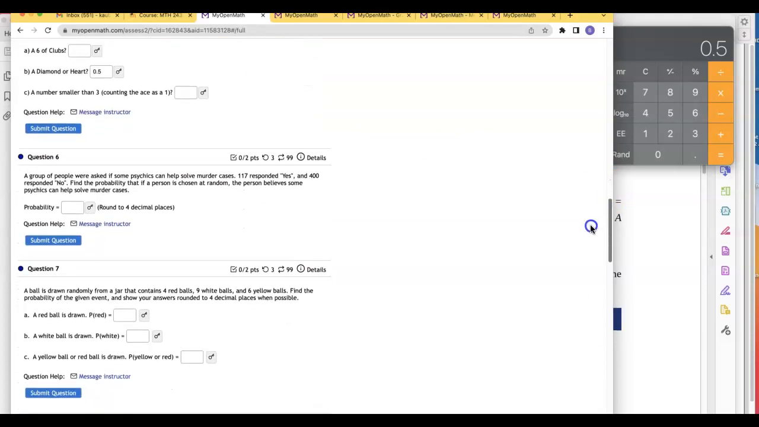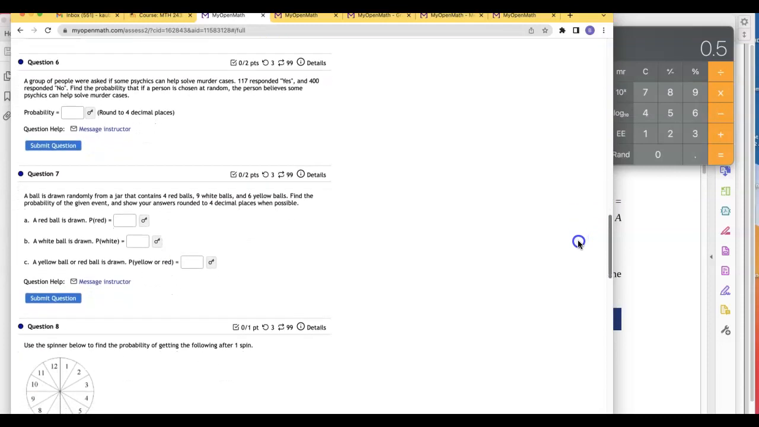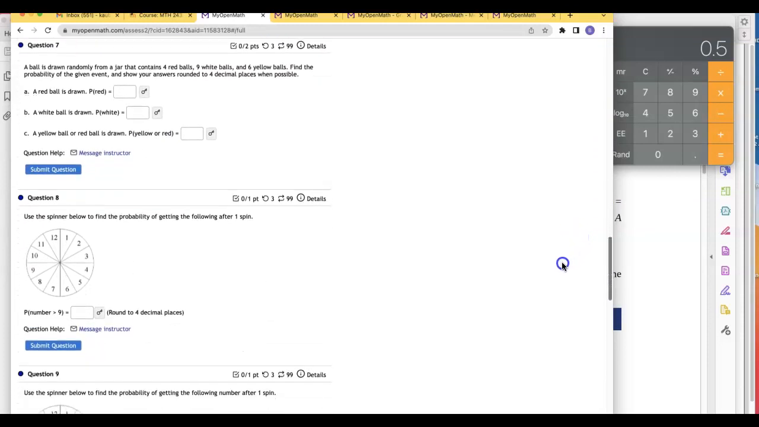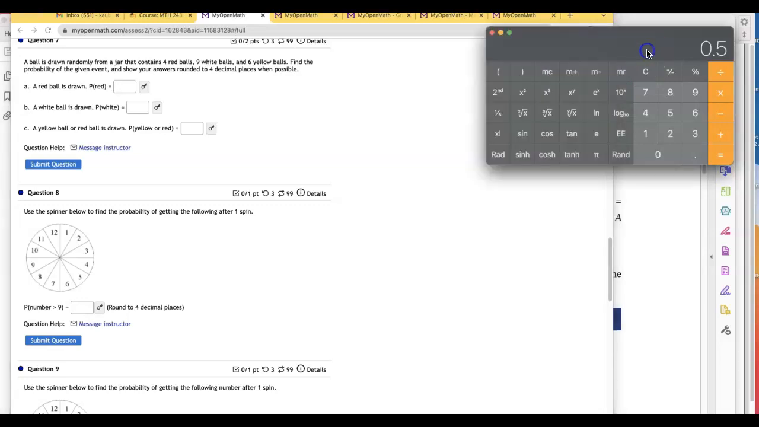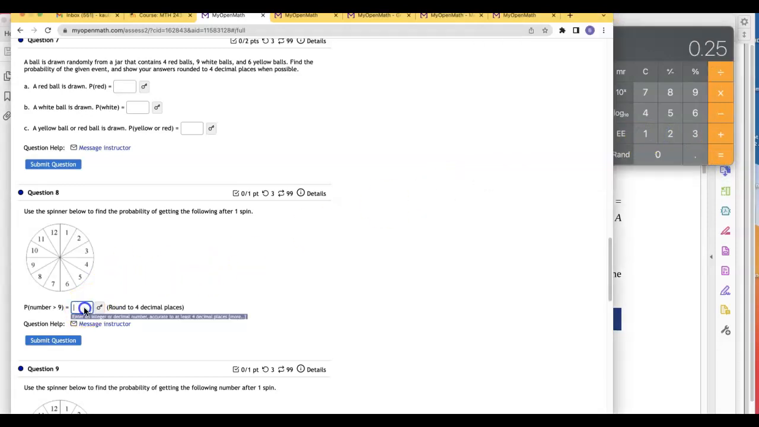Okay. Let's go down a little bit further. So in this one, it says probability that you have a number greater than 9. So that would be 10, 11, and 12. That would be 3 out of 12. So if you divide 3 by 12, I know what that is, but 3 divided by 12 is 0.25. That would be your number that goes here, 0.25. Because there's 3 out of 12 if you spin once.